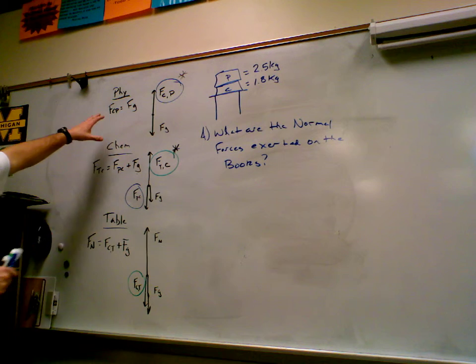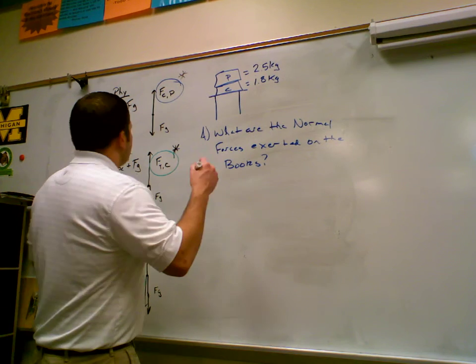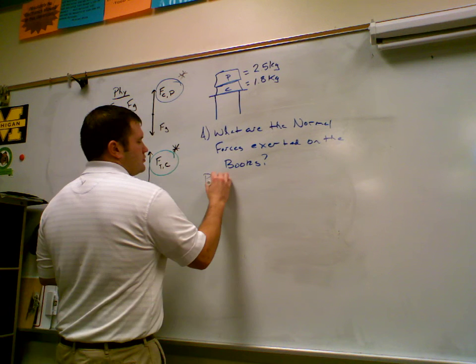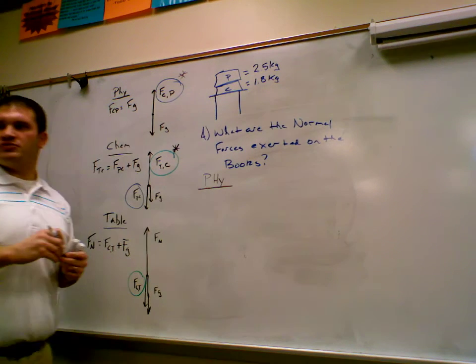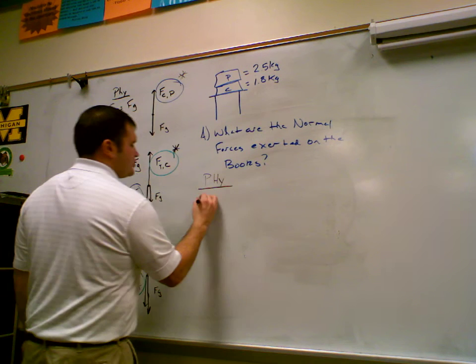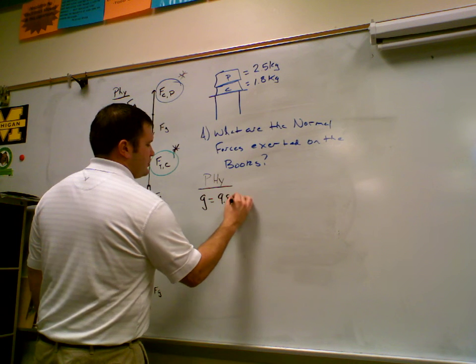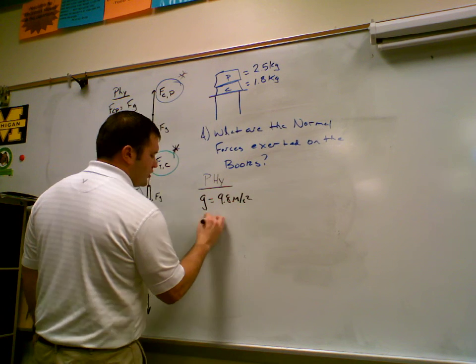Okay? So let's start with the physics book. What things do we know? Gravity. Acceleration or force? Acceleration. G is 9.8 meters per second squared. And we do know the force.